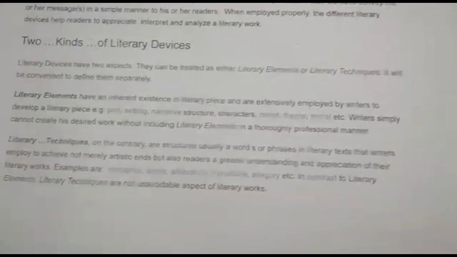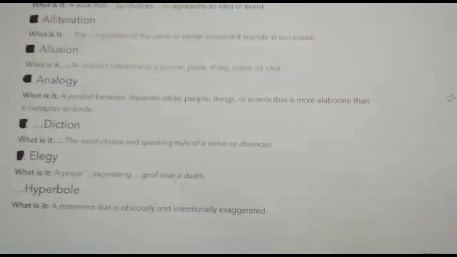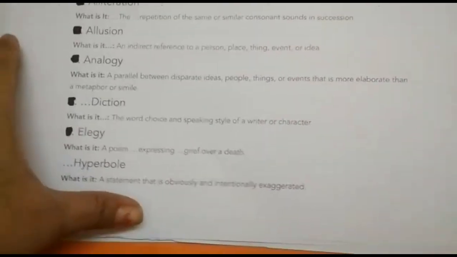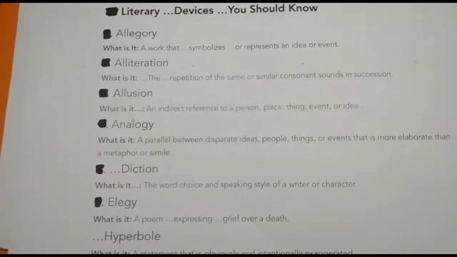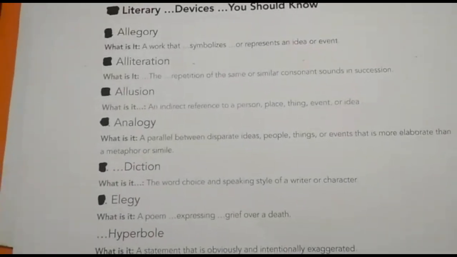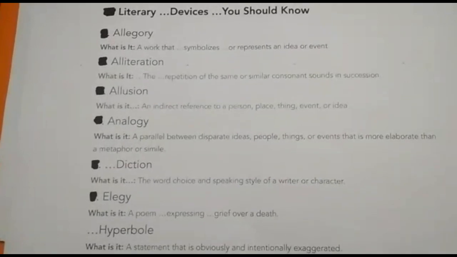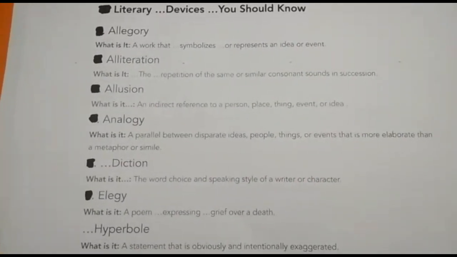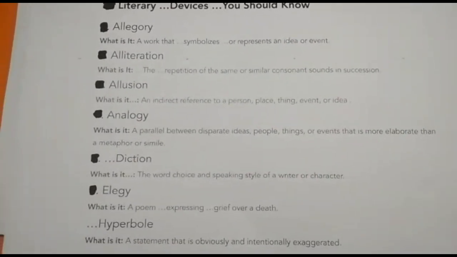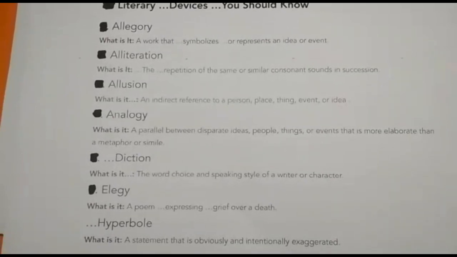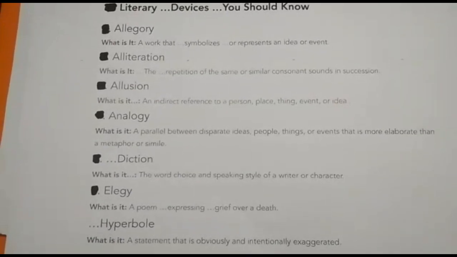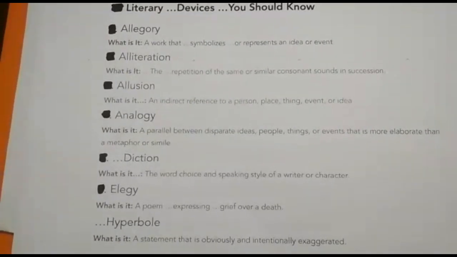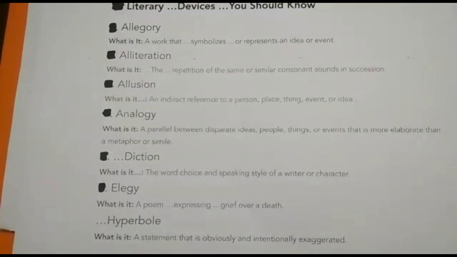Now, moving further, we are going to see what the literary devices are. The first one is allegory. The definition of allegory is a work that symbolizes or represents an idea or event. That is allegory. In simple terms, literary devices are also known as poetic devices. You are very much aware of what poetic devices are.